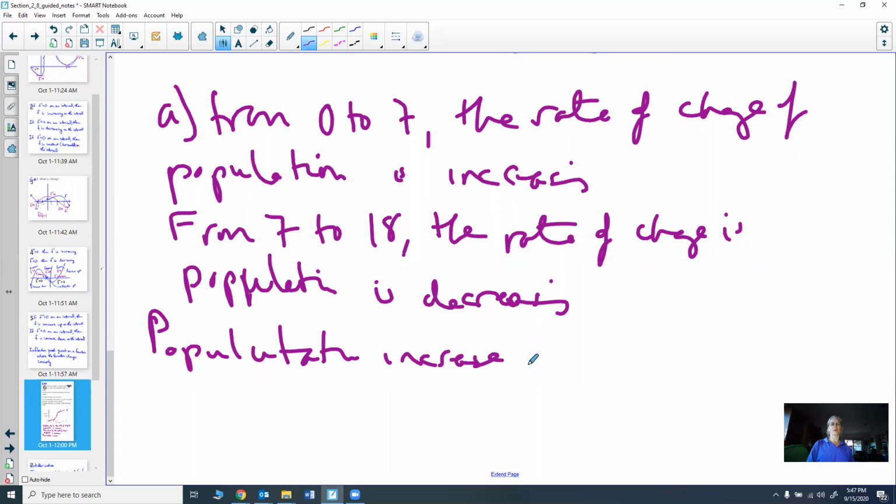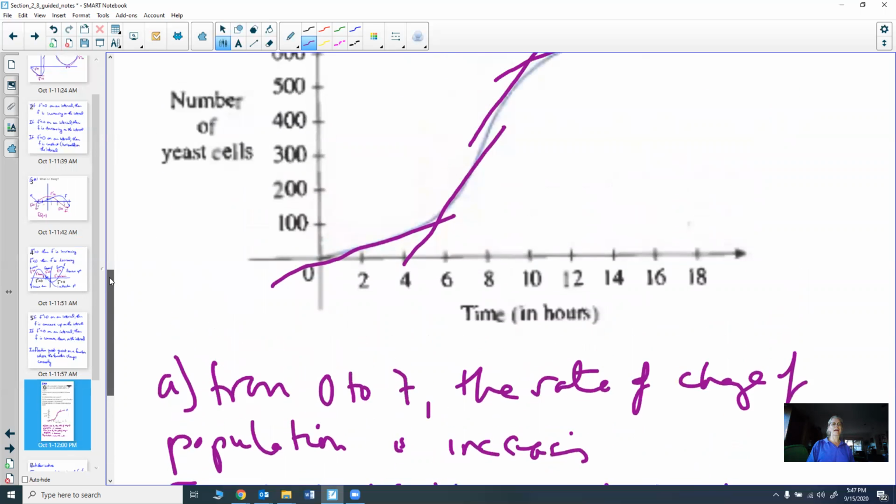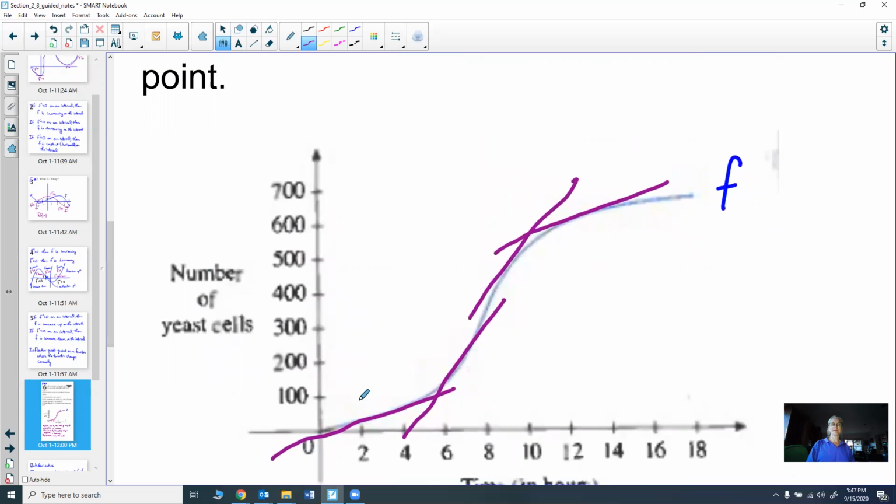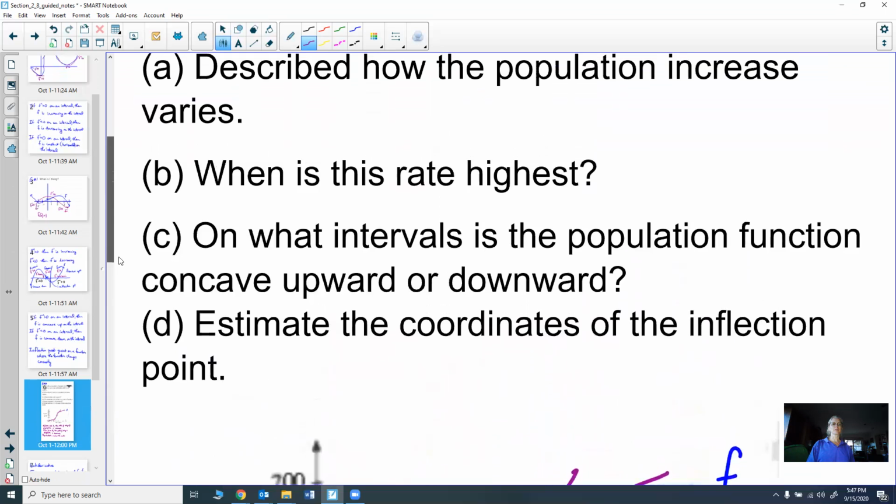But this gives me more to tell me about how it's increasing. In the entire time, it's increasing, but the rate of change is decreasing over time. It's increasing at first, and then it's decreasing over time. All right, let's see what the next thing we want to know.